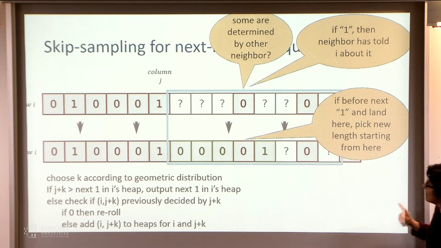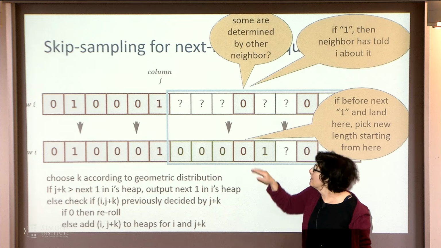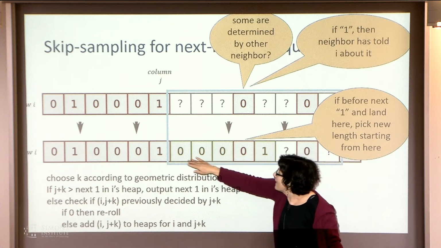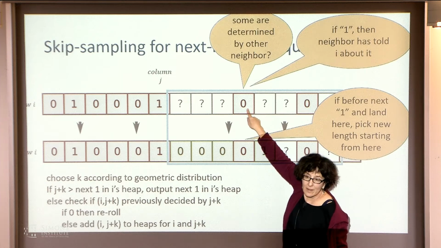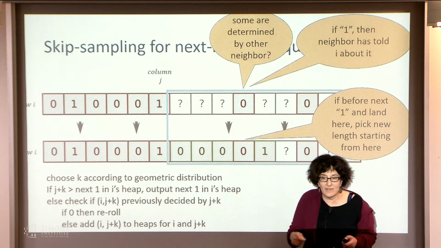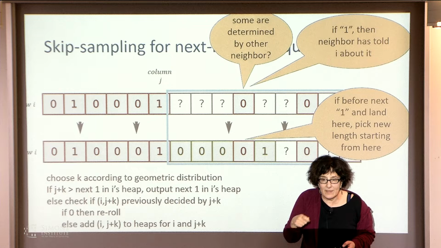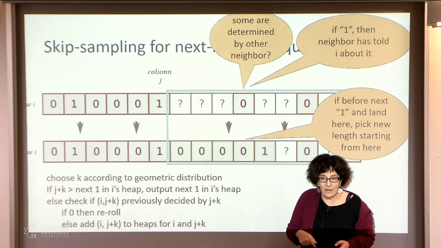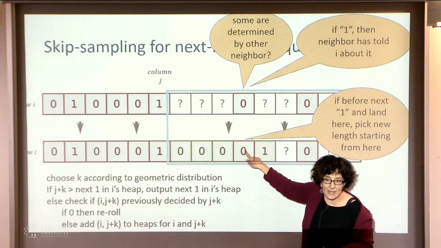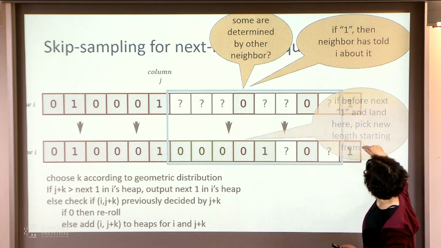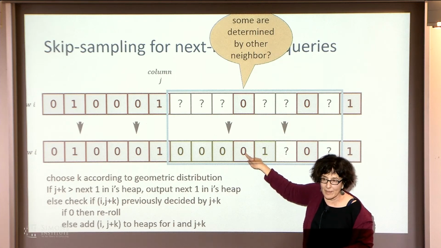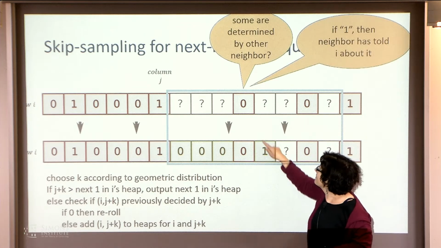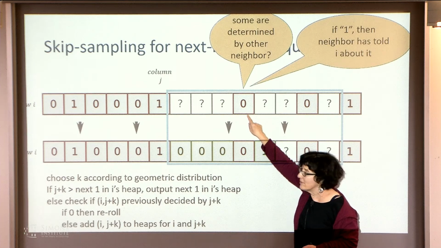But what I want to mention that would not have happened is it's not possible that I went out here and that the neighbor had a 1 here. Because if the neighbor had a 1 here, we're going on the principle that whenever the neighbor picks something to be a 1, he has to tell us about it. So if he told us about it, it would have been on our min heap, and this would not have been our first one. This would have been our first one. We would have been told about it. So this is not a 1. This has to be a 0.